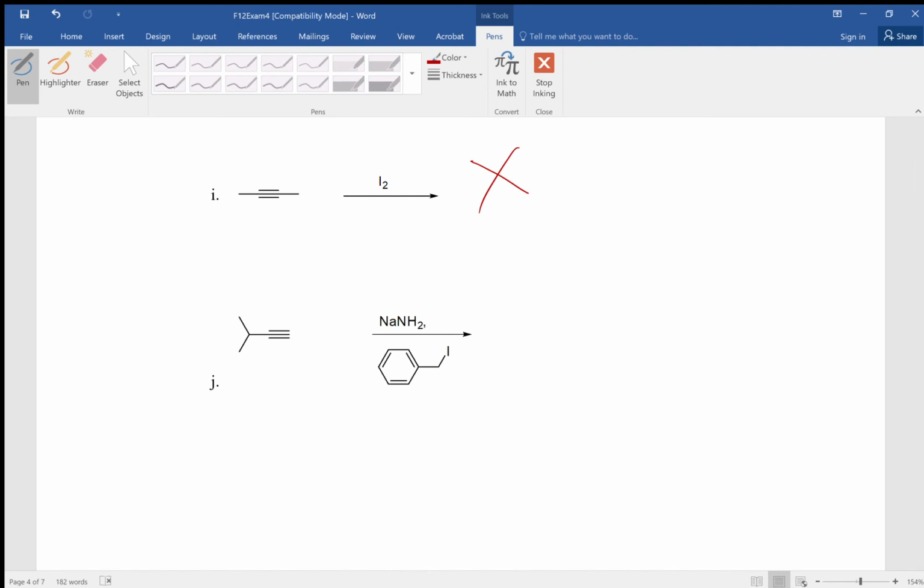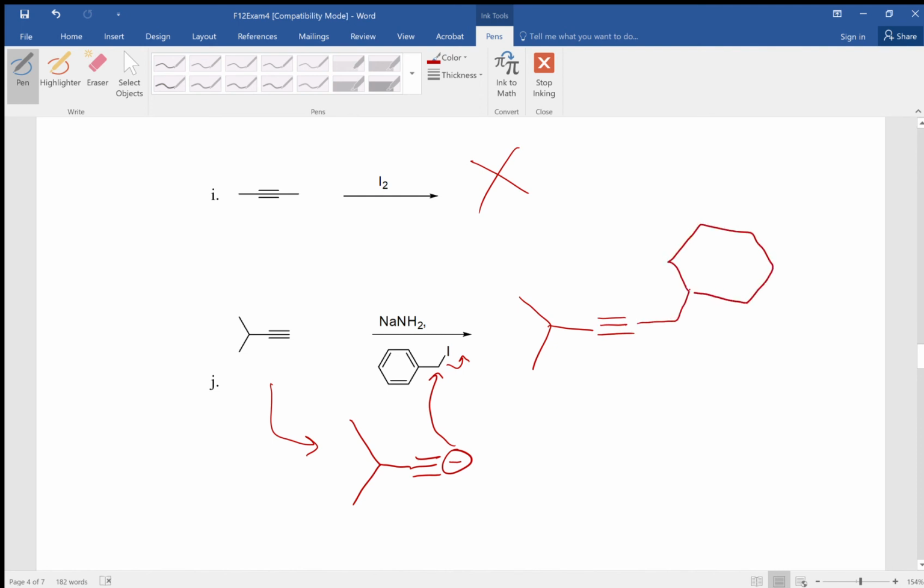And then in part M, we're adding NaNH2, which is a strong base, strong enough in fact to deprotonate the alkyne, and then that terminal alkyne that's been deprotonated can do a substitution reaction, kicking out the iodine and giving us our alkylation reaction.